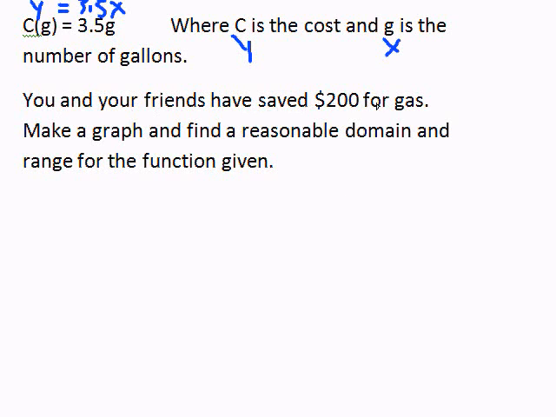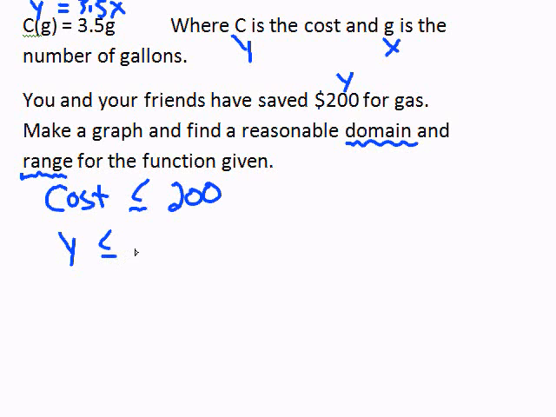Now you and your friends have saved $200 for gas. That means that which value will be $200? Will that go in for the number of gallons or the total cost that you have to spend? The answer is that will be a y value. So immediately we can start thinking about the domain and range for the function just by thinking about the money we have to spend for gas. We've got $200 for gas, and we know that our cost has to be less than or equal to $200. So our y values have to be less than or equal to 200 as well.